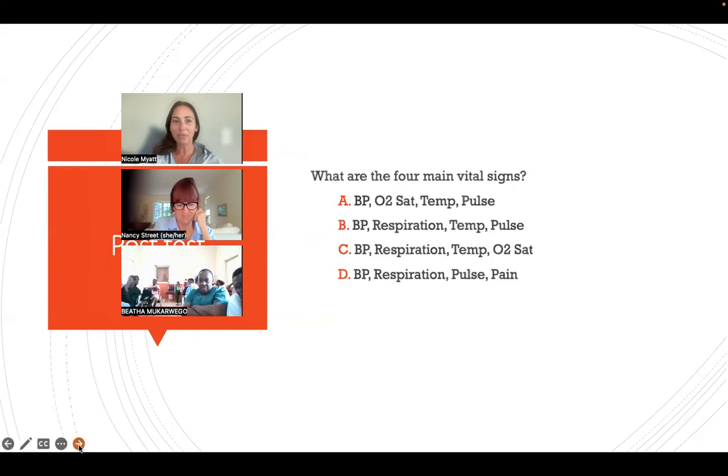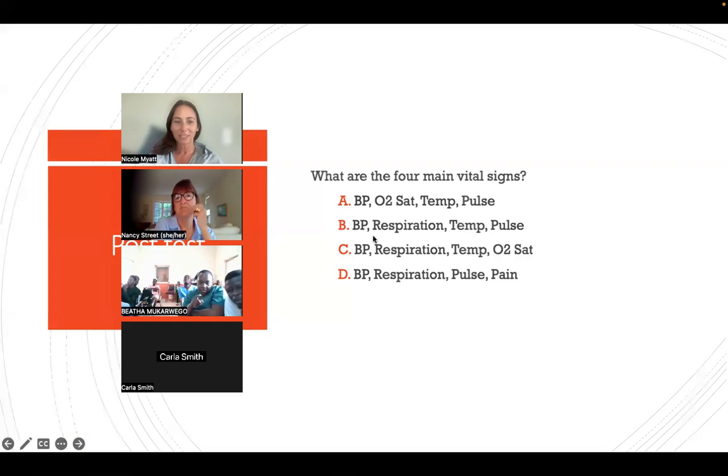What are the four main vital signs? Very good. Yep, blood pressure, respiration, temperature, and pulse. We didn't talk about oxygen saturation. Do you do oxygen saturation? Do you have probes that you measure? Yeah, we do too, but we don't consider it one of the vital signs, although we often take it with the vital signs.